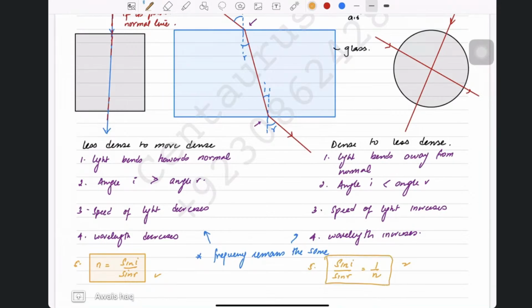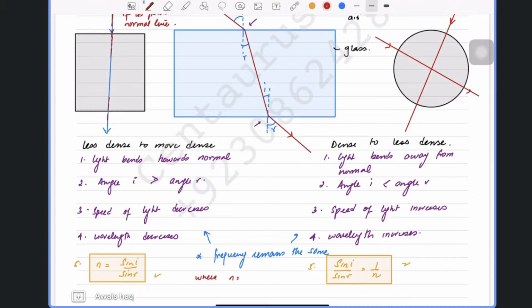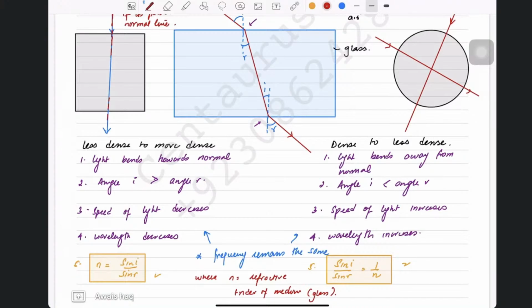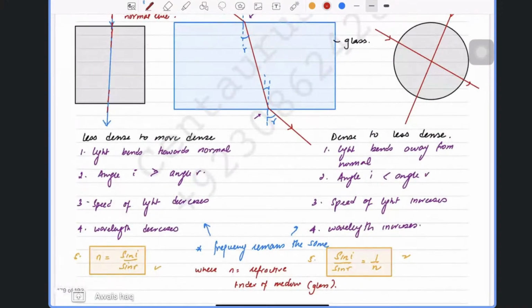Yes, so the n is the refractive index of the medium, like in this one, it is for glass maybe, or it could be some other medium, water, whatever. Do you understand? Yes. Okay, so this is how you can find the angles. You can write this down and then we'll look at some of the questions, how to deal with this.